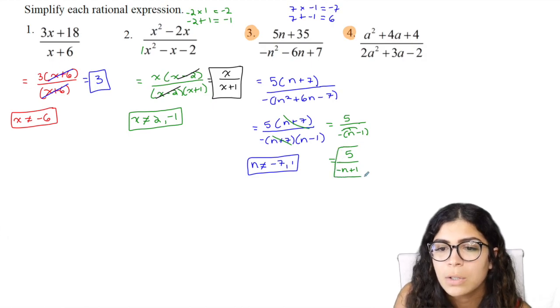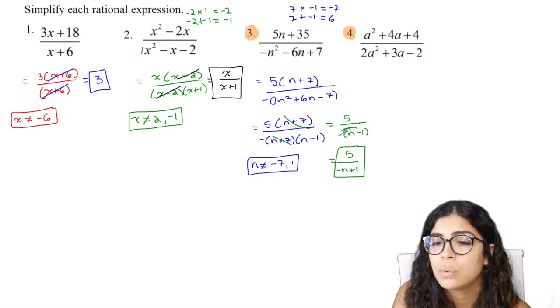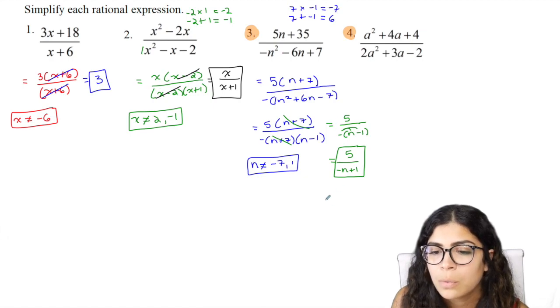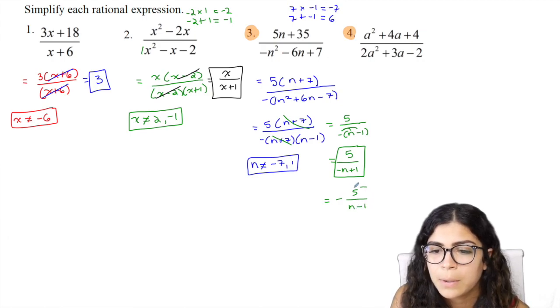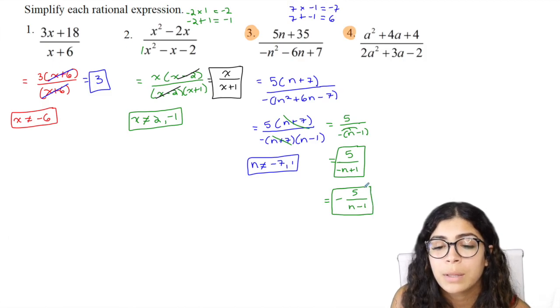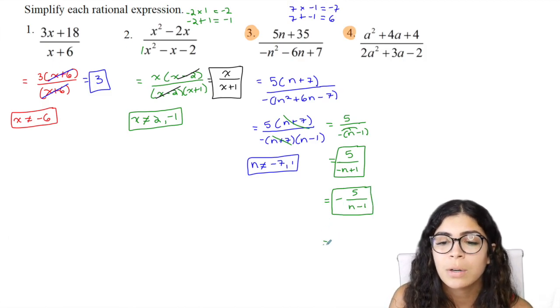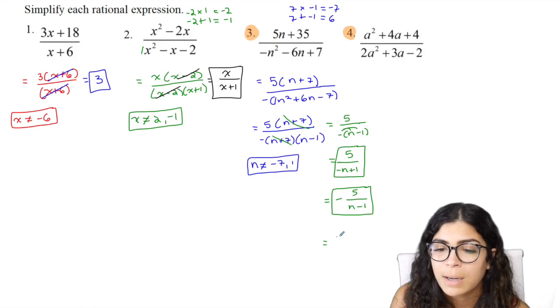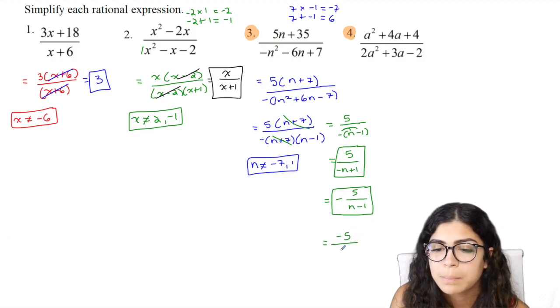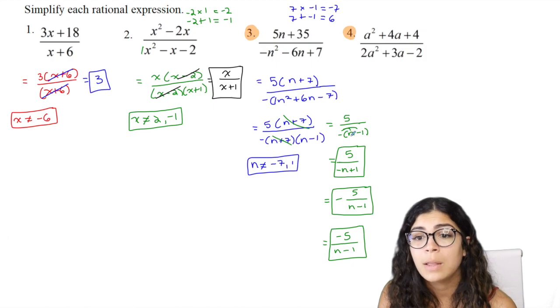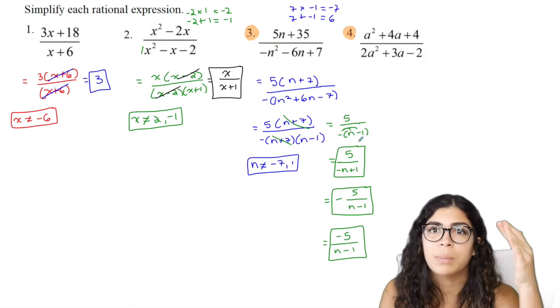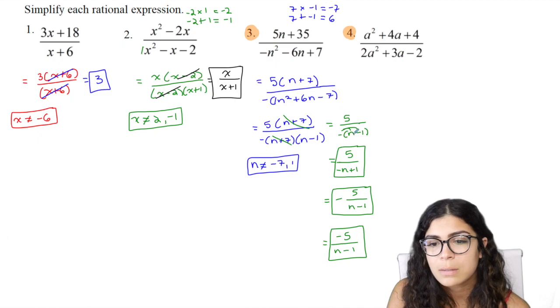Or alternatively, you could bring the negative to the entire fraction. So this would be a negative 5 over n minus 1. Those two are equal. Or you could bring the negative now to the numerator. You could have it written as negative 5 over n minus 1. So all three of those are equal. What would not be equal would just be negative n minus 1 in the denominator, because obviously you're not distributing the negative to both terms in that case.